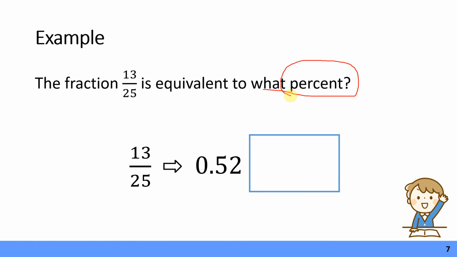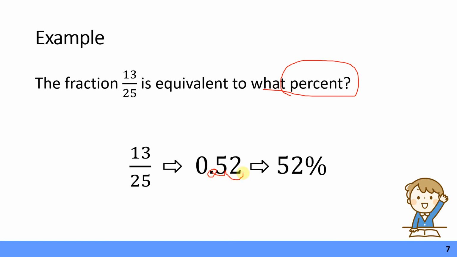Again, that is not your final answer. They're asking us for a percent. So from here, grab the decimal, move it twice to the right, and add a percent sign, and boom, that's it. So 13 over 25 is equivalent to 52%. Pretty simple and straightforward.